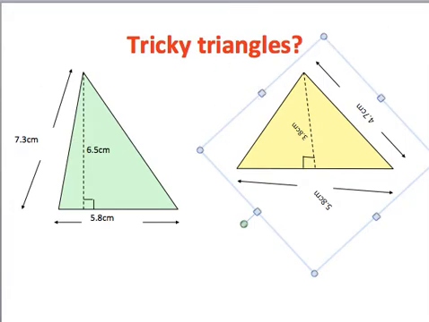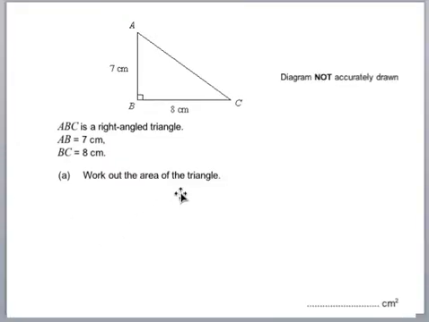Now, we're going to do a couple of past paper questions on this particular topic. Just have a little patience while I bring up some details here. So in this case, ABC is a right angle triangle. Can you work out the area of the triangle?